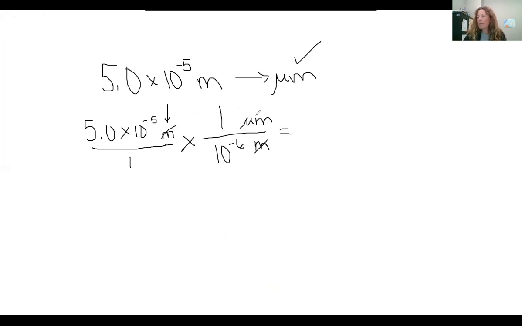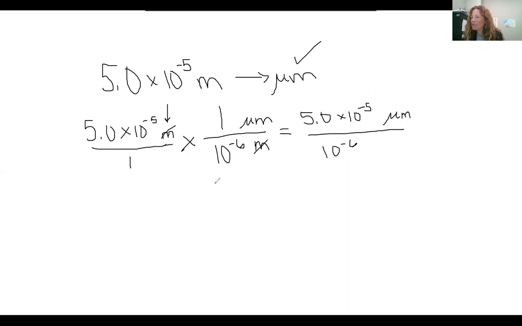Okay. Since I have my correct unit and I have my numbers filled in, now all I have to do is actually do the math. 5.0 times 10 to the negative 5th times 1 just gives me 5.0 times 10 to the negative 5th on top. 1 times 10 to the negative 6th gives me 10 to the negative 6th on the bottom. My unit is coming along for the ride. And now I need to actually do this math: 5.0 times 10 to the negative 5th divided by 10 to the negative 6th.